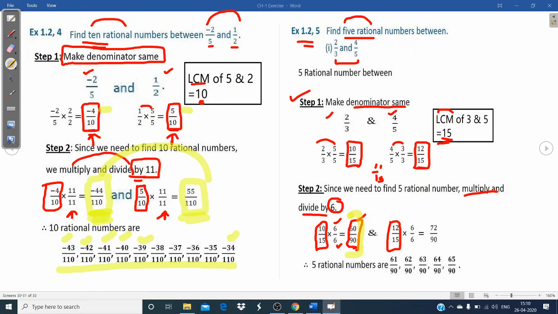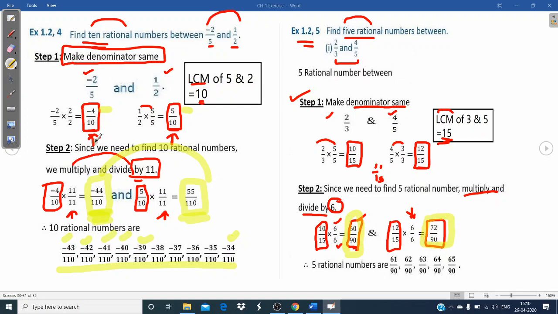You can see this thing, students. Your number is now 60/90. Similarly, here I have done 6/6. So here also 6/6. So 12 6s are 72 and 15 6s are 90. So your new number has changed now to 72/90.